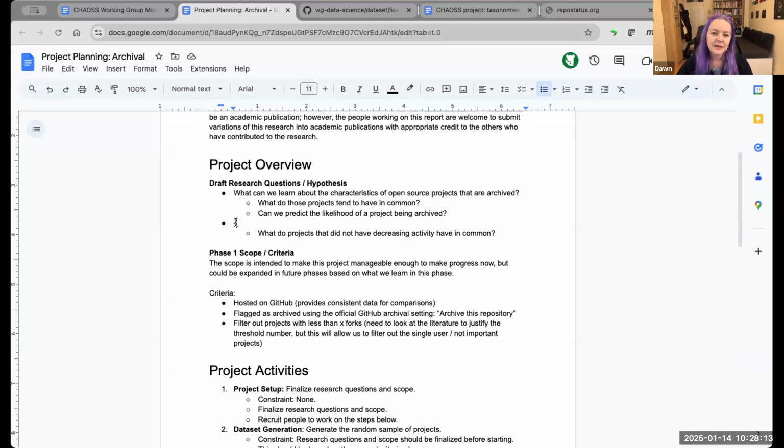And then there's this one. Like I said, I'm going to go back because that should have a question there. But this is more like the corporate projects that just get shut down, the projects that didn't have decreasing activity. What did they maybe have in common? So I think there's some really interesting stuff here in this one.